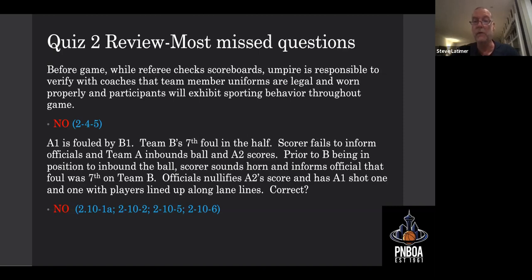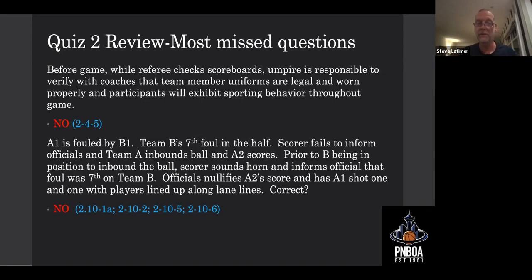And when the ball's dead, when the error happens, which in this case it was, there was a blown whistle, the ball was dead. You put the ball back in play, you have to correct the error before the next live ball. And in this situation, the ball went through, A2 scored. When you score, the ball becomes dead. And before B was ready to inbound the ball, which would have made it live again, the horn went off and the scorekeeper said, I screwed up. So you got a correctable error in the time frame that you can correct it.